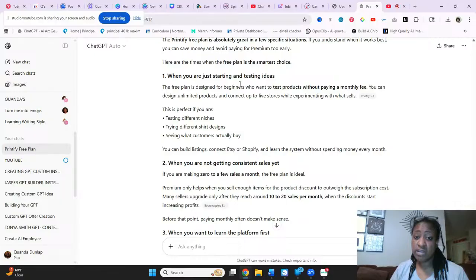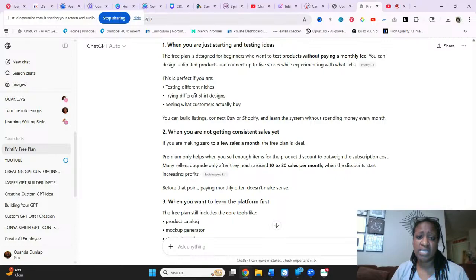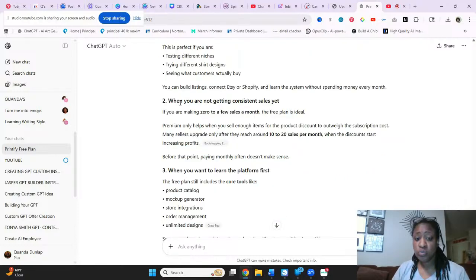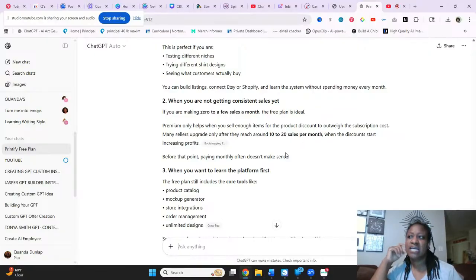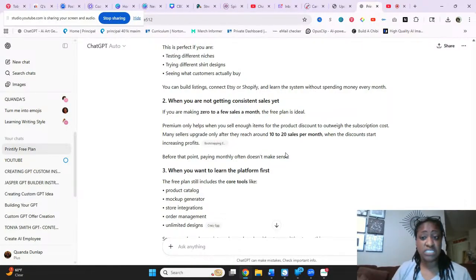When you are just starting and testing ideas, of course. So you're testing out your niches, trying different shirt designs, seeing what customers actually buy. Number two, when you're not getting consistent sales, and that would be me, because I don't usually do print on demand. I would rather sell the template versus the item. But I think I'll get into it more because it's making sense now. I'm still not touching the product, and I'm still not doing it myself. But we'll see.